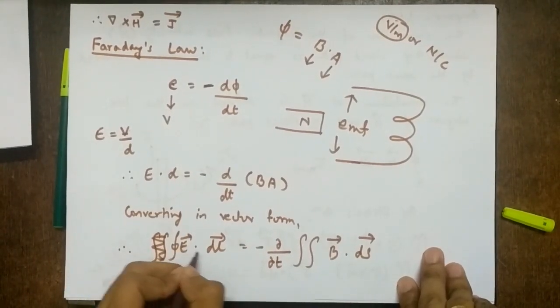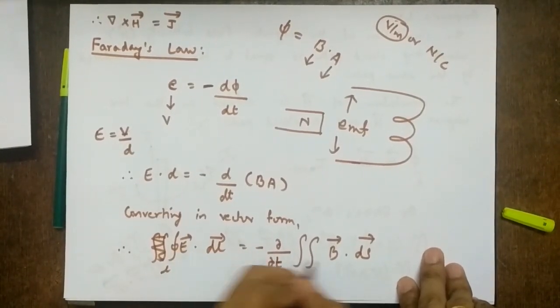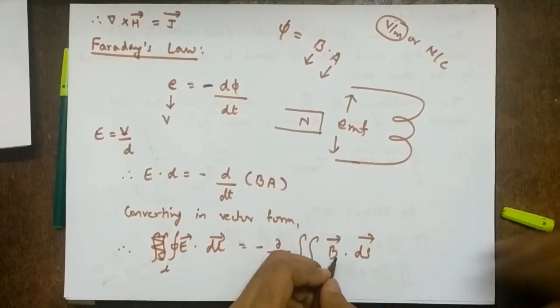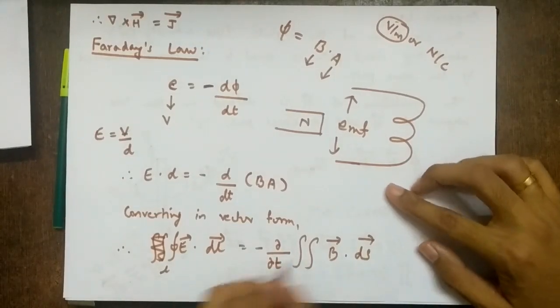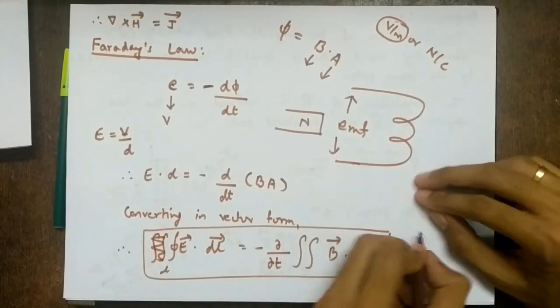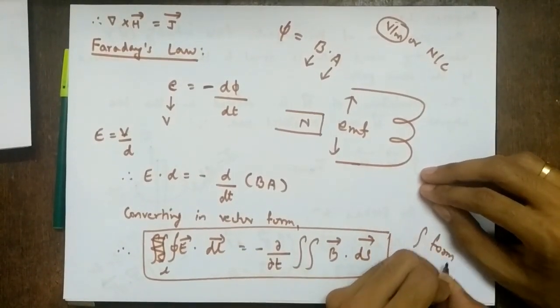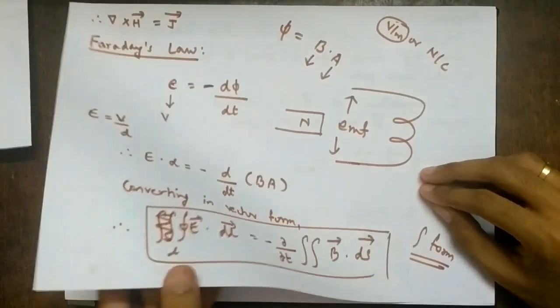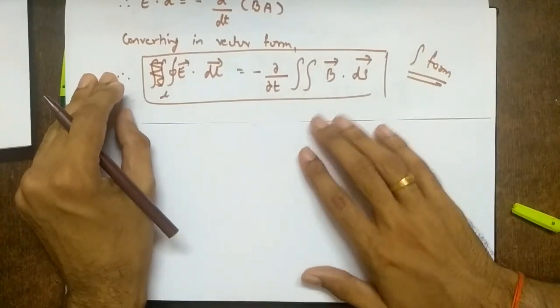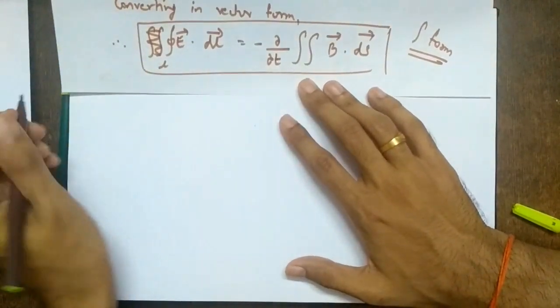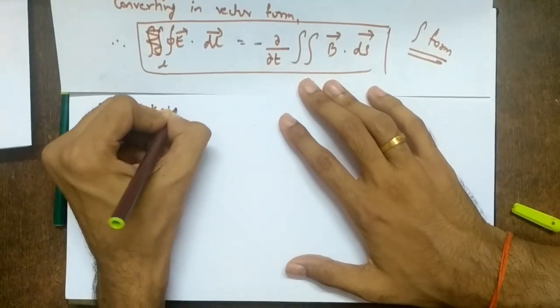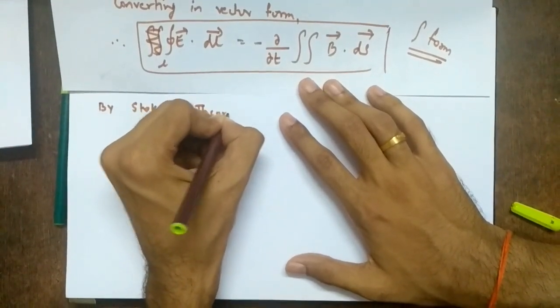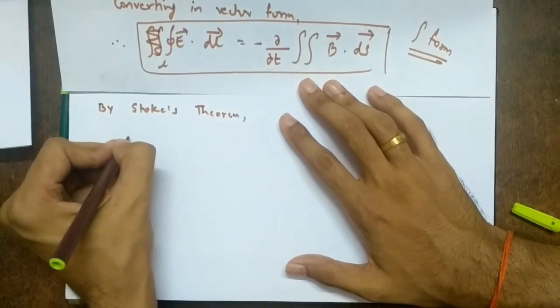So closed integral of E vector dot dl vector equal to minus ∂ by ∂t surface integral of B vector dot ds vector. So what is this? My Faraday's law. Which form is it? It is integral form, right? So now I need to convert this to again what? Point form. So what do I do? I use Stokes theorem. So I write by Stokes theorem.